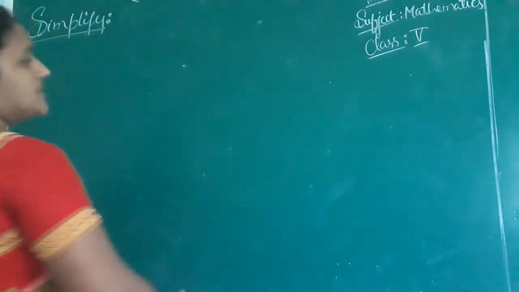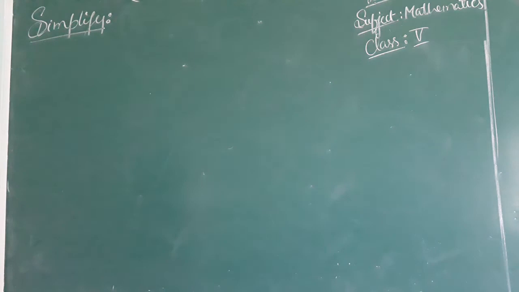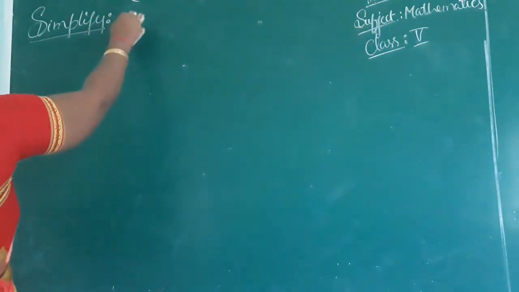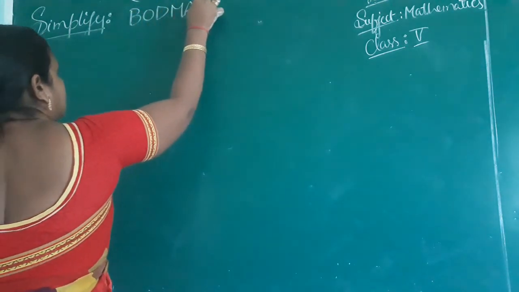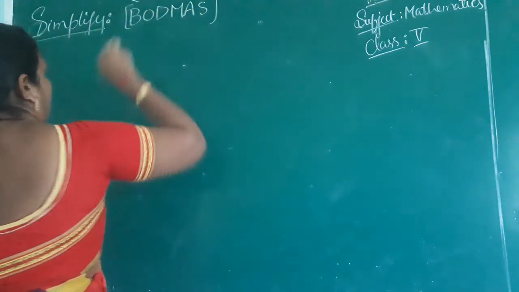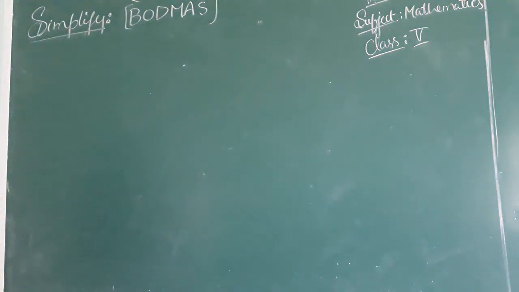Here, with 4 operations only, we will follow DMAS. If they are given along with brackets, then the process is BODMAS. We will follow this particular order: Bracket, Of, Division, Multiplication, Addition and Subtraction.